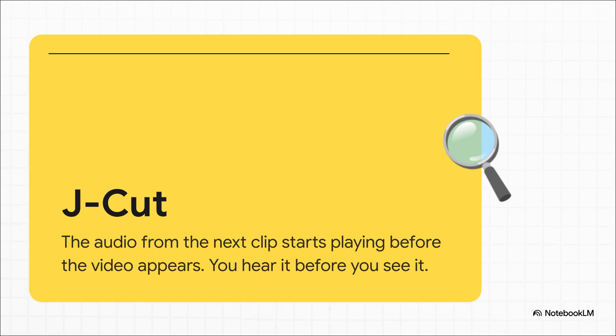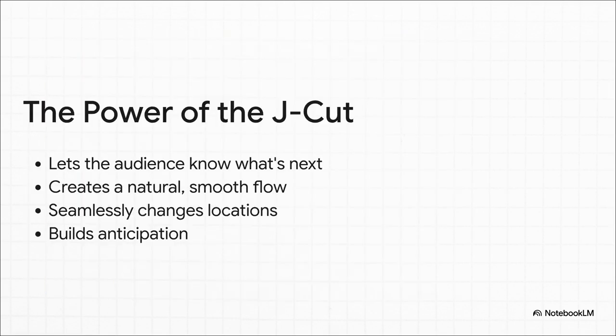This is when you lead into a new scene with its sound. Basically, you hear what's happening in the next shot before you actually see it. It's a really simple but super powerful way to give the audience a little heads up about what's coming next. And this is where the J cut is just so useful. It's perfect for building anticipation or for making a transition between two totally different locations feel really smooth. It just helps the whole thing flow better because it gives your brain a split second to process the new sound before the new picture pops up.